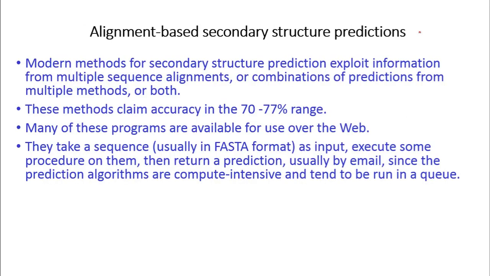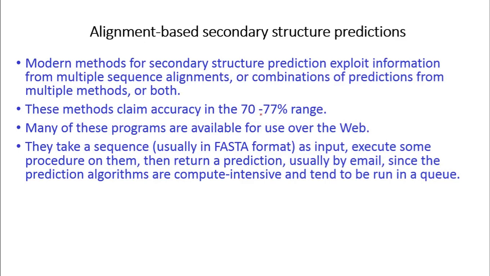Okay, so now let us go into more details of these alignment based secondary structure predictions. The modern methods for secondary structure prediction exploit information from multiple sequence alignment or a combination of predictions from multiple methods, or they can rely on both of these. Okay, since we are trying to collect information from multiple sequences from different families of proteins which might be related to each other, the accuracy that is claimed by such alignment based secondary structure prediction methods is very high. The accuracy usually falls in the range of 70 to 77%.